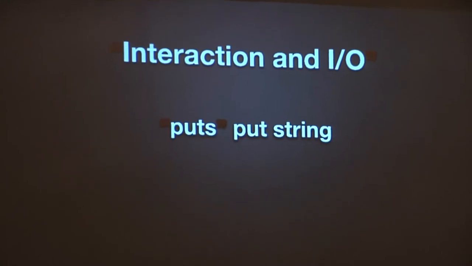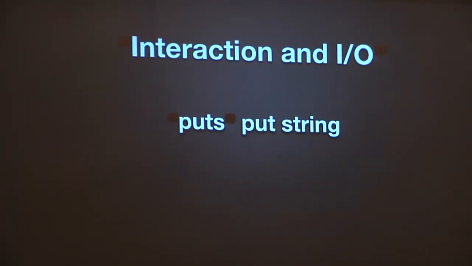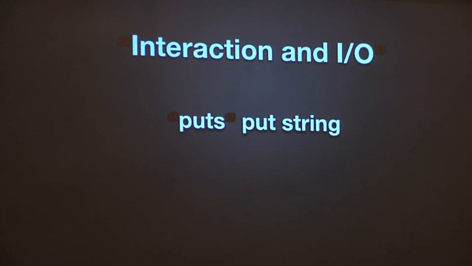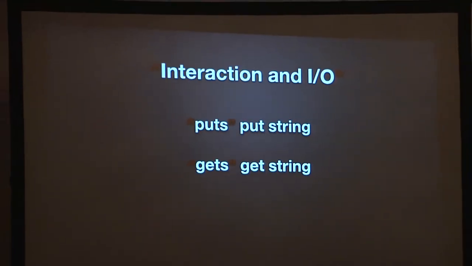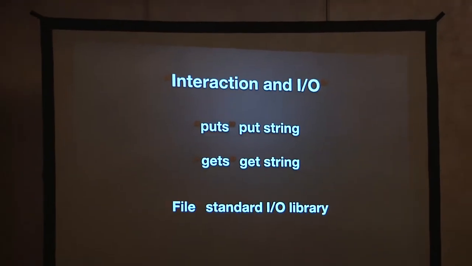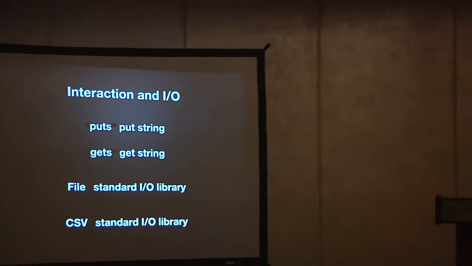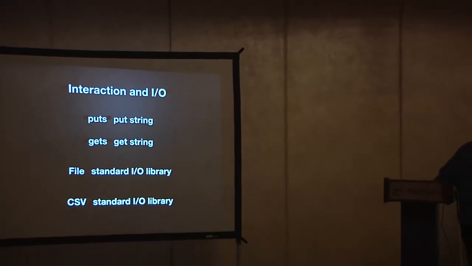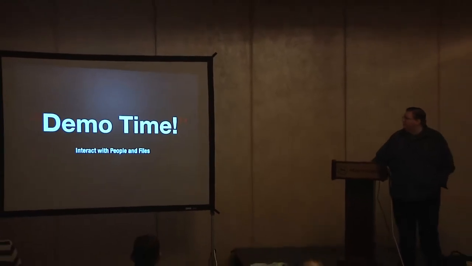Interaction, IO. Now you've seen puts. It's literally just put string. Syntactically, one of the things that we worked for in Ruby is conciseness. Things to make sense. Gets is get string. Well, that's easy enough. We've got a standard library for file IO and one for CSVs. We're going to look at the first three right now. CSV will come a little bit later.